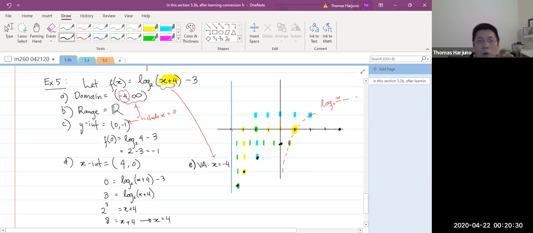Now I have these coordinates. In fact, I have 5 coordinates: 1, 2, 3, 4, 5. I think it's enough for us to graph it.